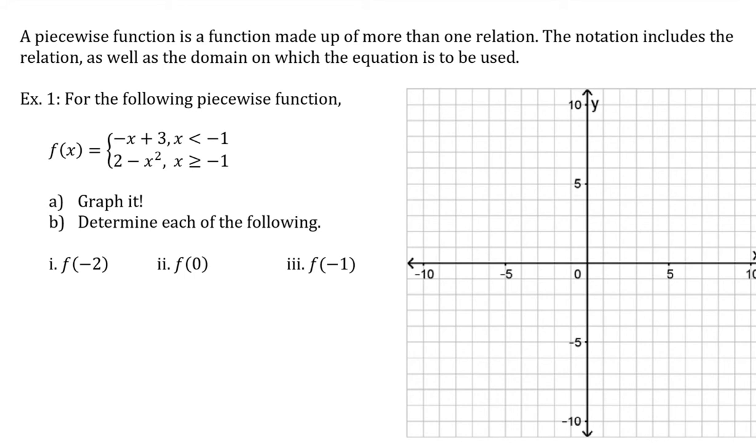Okay. The notation will include each relation as well as the domain on which that relation or that equation is to be used. So what is the domain where you're modeling with that relation? Okay. So there's two parts to each of it.